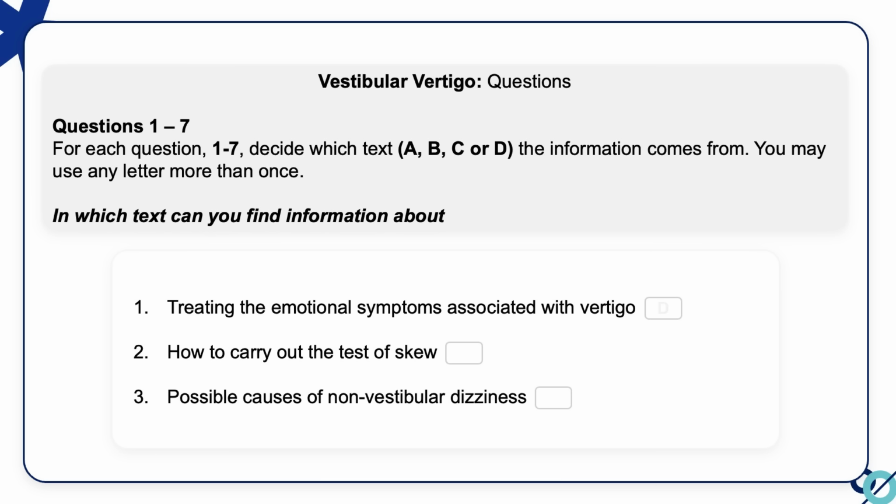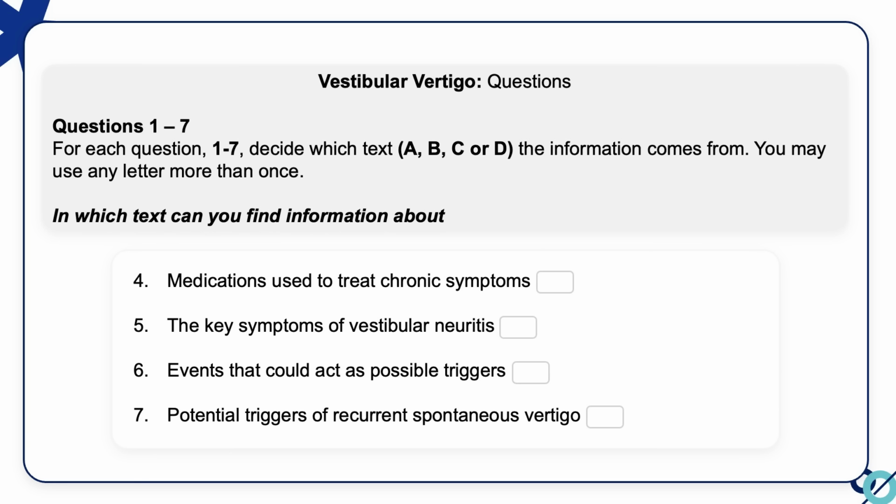Number 1, D. Number 2, letter C. 3, A. 4, D. 5, B. 6, A. 7, B. Did you get those? This is usually the quickest part of the test. If you struggled here, try working on your skimming skills.